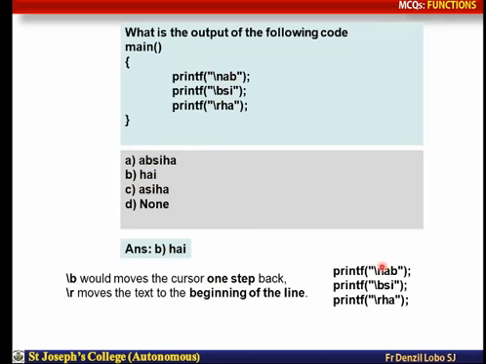So that means first AB is there, it prints AB, then immediately it shifts SI by one step. That means where B is, it is going to write SI. So as you see, it prints AB. Then in the place of B, it prints SI. Then it moves HA to the beginning of the line. So here, beginning of the line means it overwrites. Therefore, HAI is the answer.